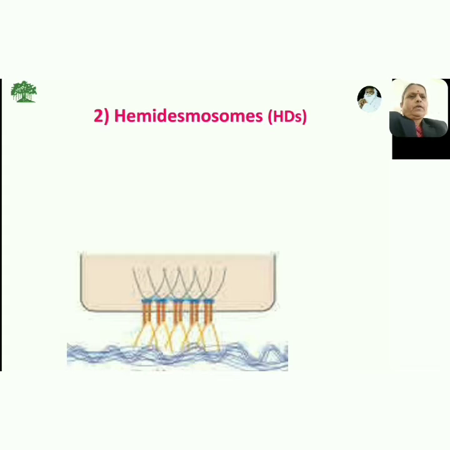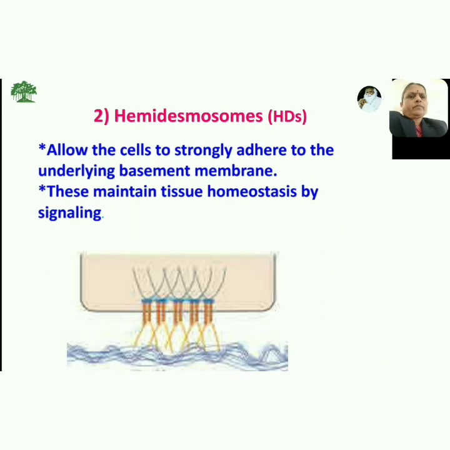Second, hemidesmosomes, HDs. This is the diagram of hemidesmosomes. Allow the cells to strongly adhere to the underlying basement membrane. These maintain tissue homeostasis by signaling.